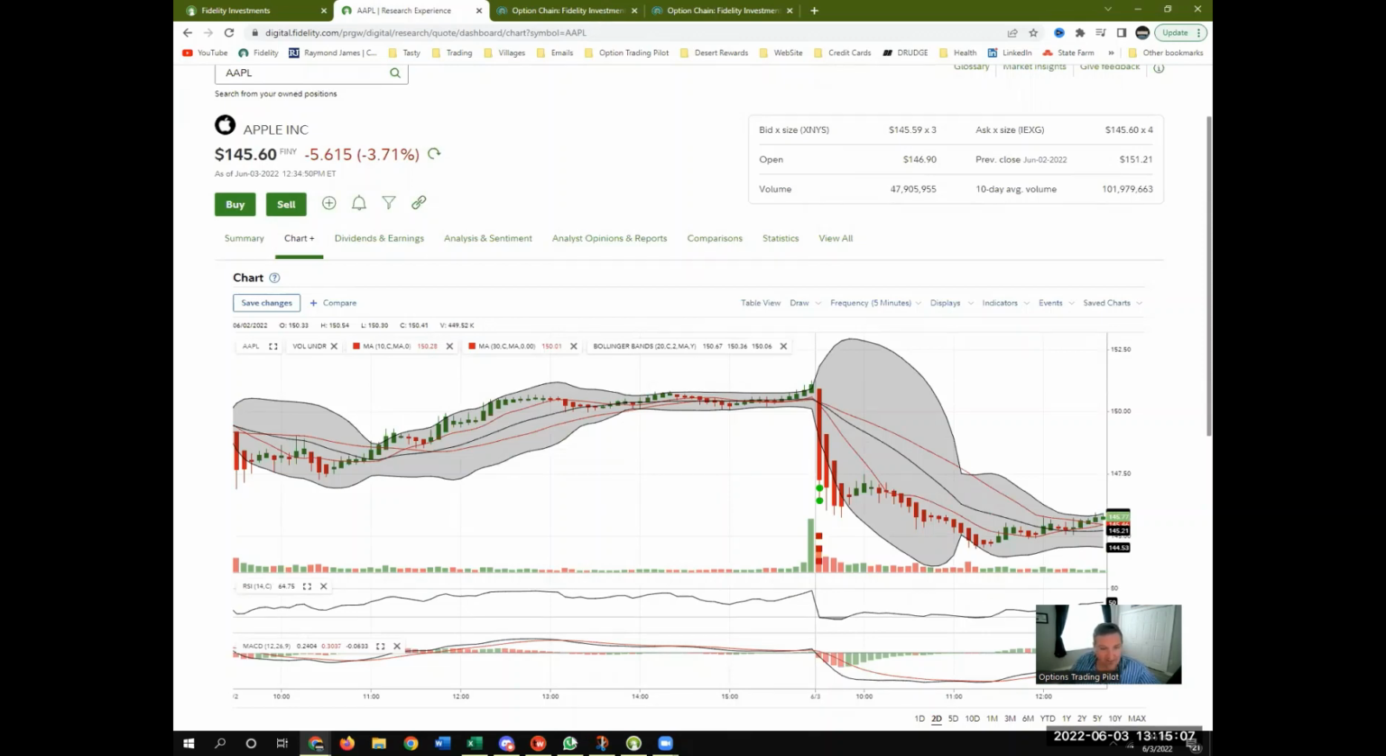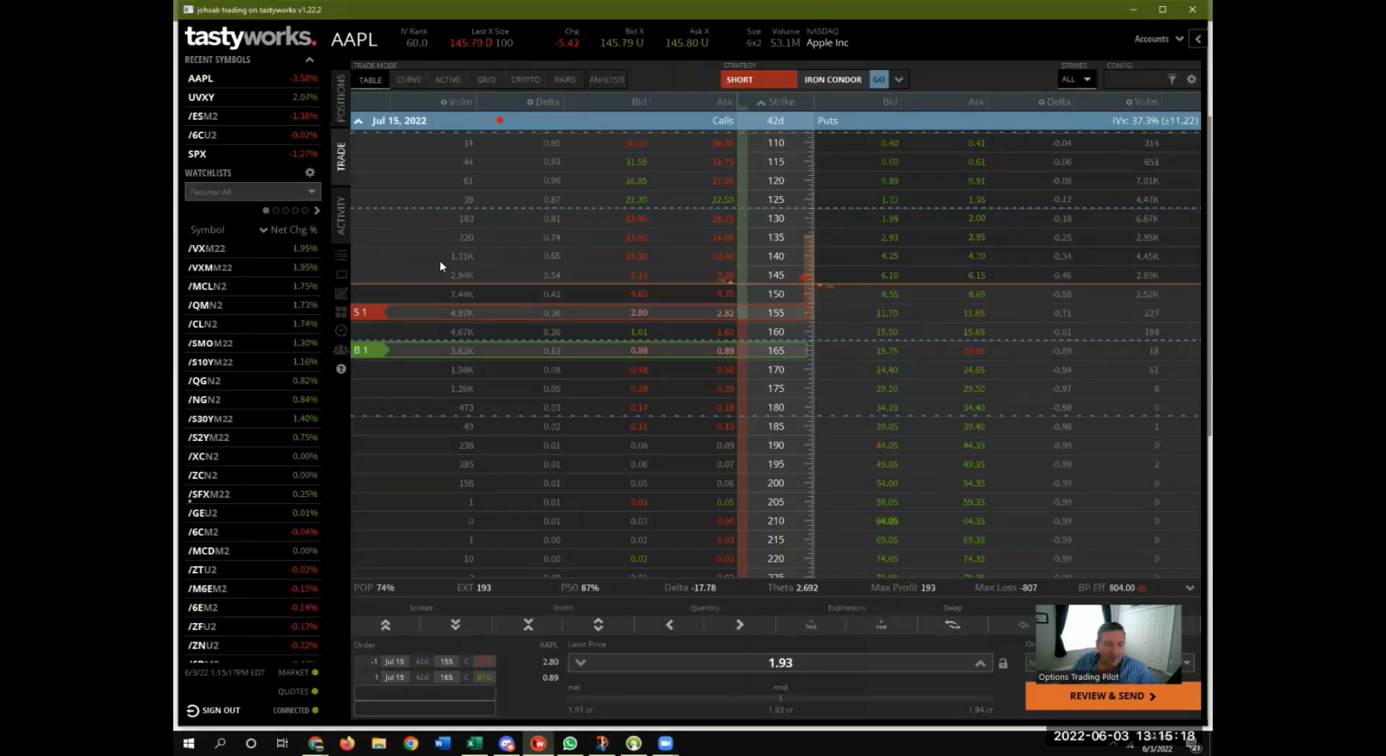So that is quickly a view of Apple and what we could do with a bull put spread. I'm sorry, a bear call spread and a bull call spread. And I think I'll stop in here for now.